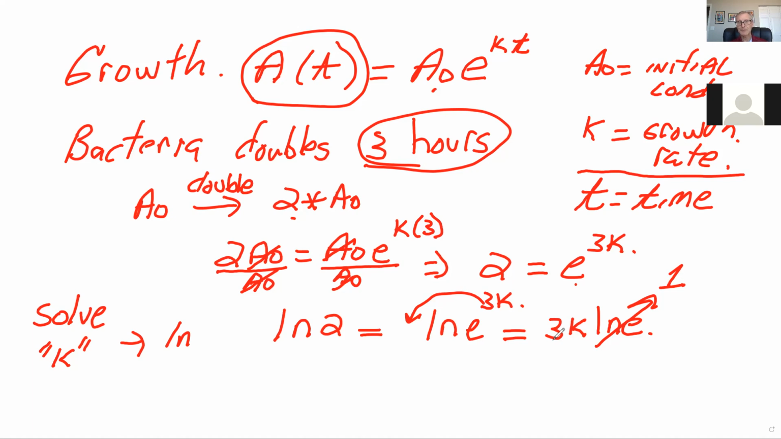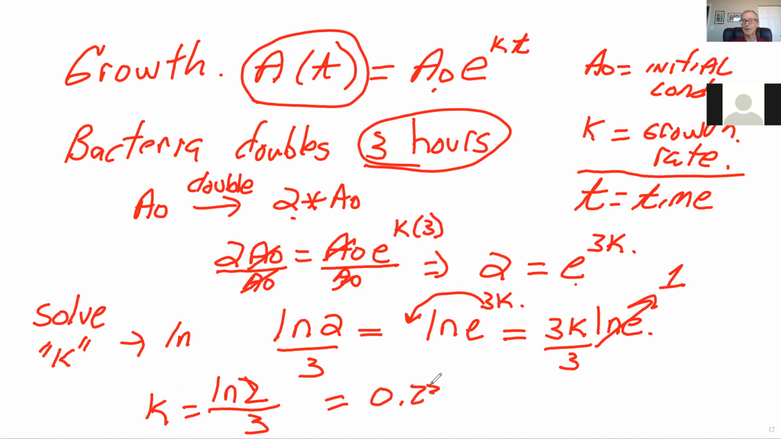And so what does K equal? Well, if you divide each side by 3, K would equal natural log of 3, or excuse me, not 3, natural log of 2 divided by 3. So what is that number? You've got to get your calculator out, right? So if you got your calculator out, it would be 0.23105. Any questions on that? Silence means no.